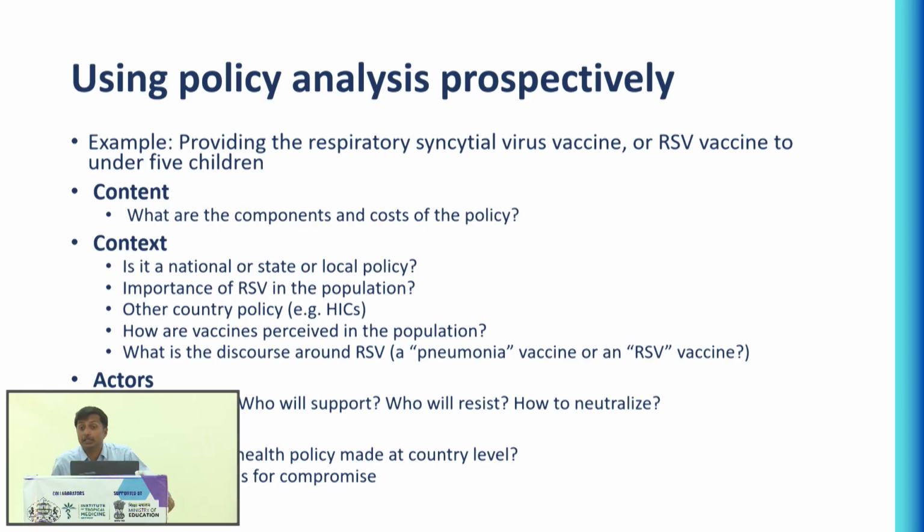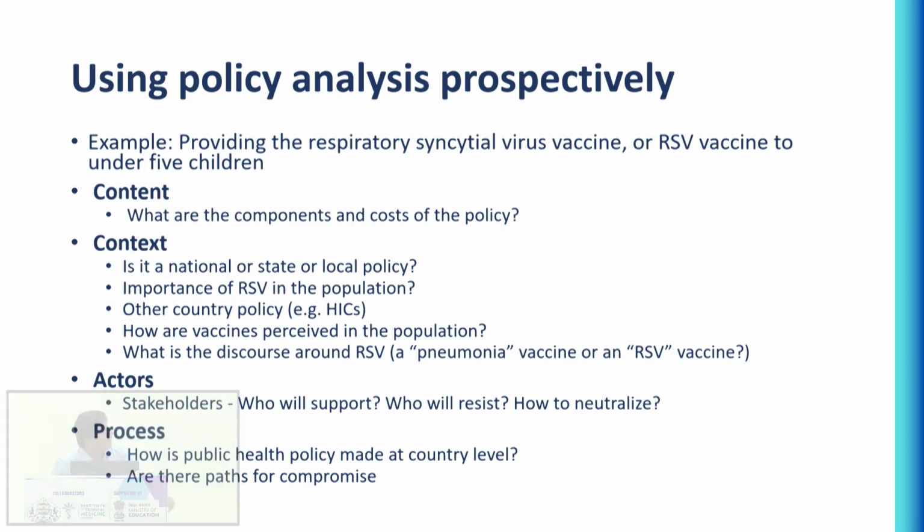Using policy analysis prospectively, as I said, for instance, India doesn't have a vaccine for respiratory syncytial virus. So one of the studies that I have been engaged with is trying to look at a prospective policy analysis for launch of a respiratory syncytial virus vaccine in India. So the content: what are the components and cost of the policy? Will it be a burden to the system, an additional vaccine within the existing pool of vaccines?